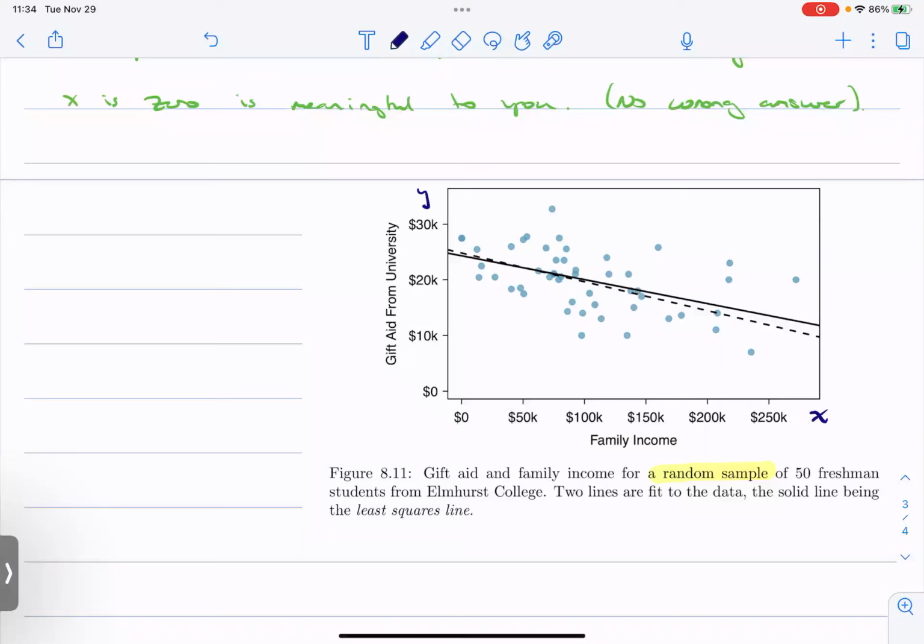Just as a reminder, right, x-axis, y-axis. If I have the scatter plot, then I am being told which is my x and which is my y, right? So it might be a good idea to just jot that down. Y is the gift aid, let's call it, and X is the family income. Mostly as a reminder to myself later on.